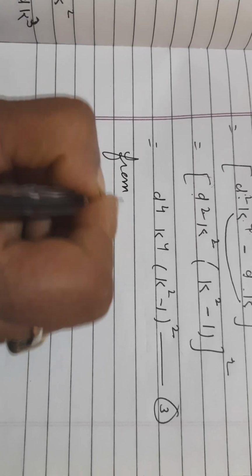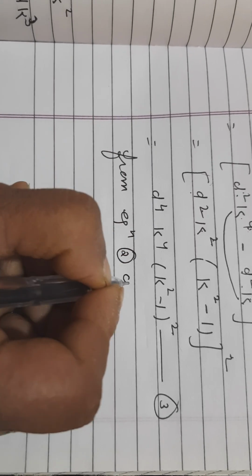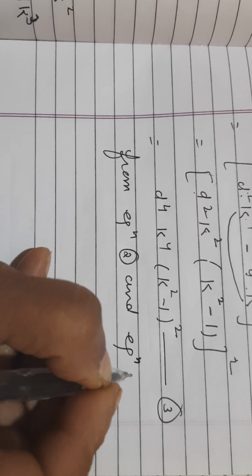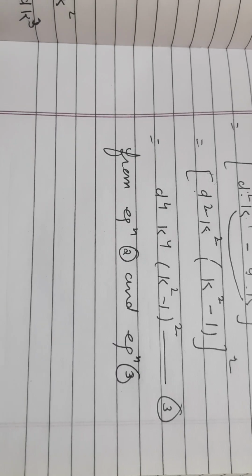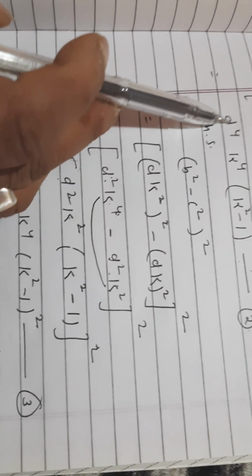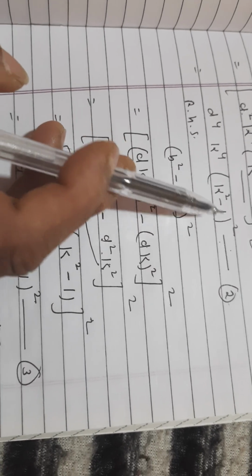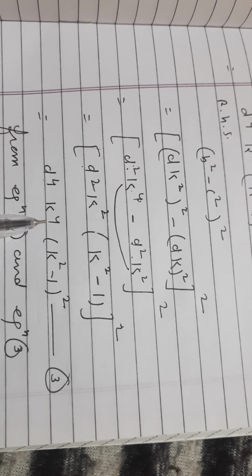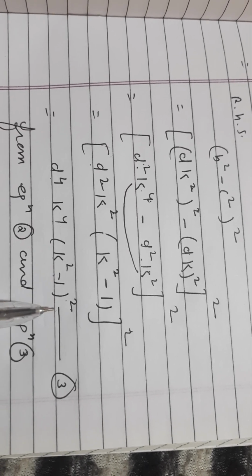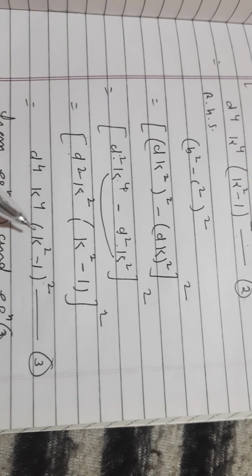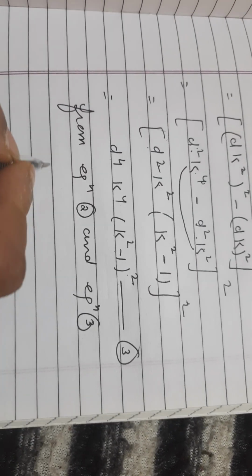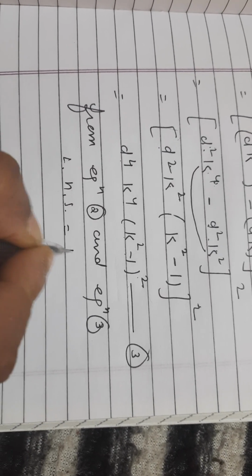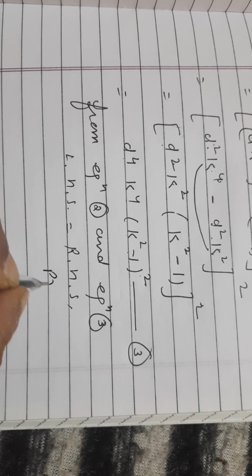From equation 2 and equation 3, you can see that the value of LHS is d⁴k⁴(k² − 1)², and the value of RHS is d⁴k⁴(k² − 1)². It means the values of LHS and RHS are the same. So you can say that LHS is equal to RHS. Proved.